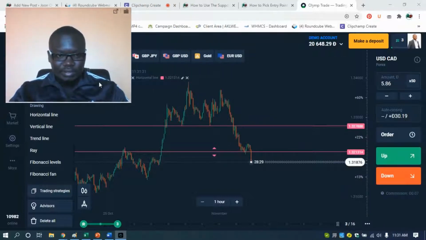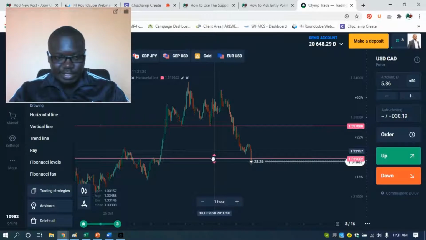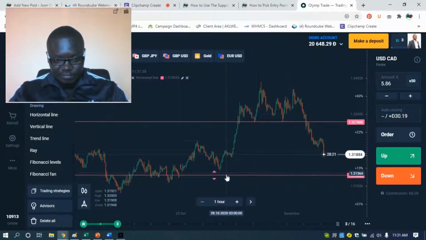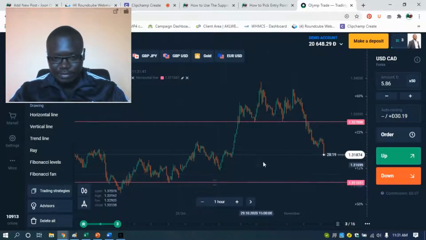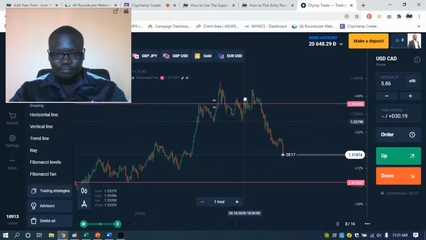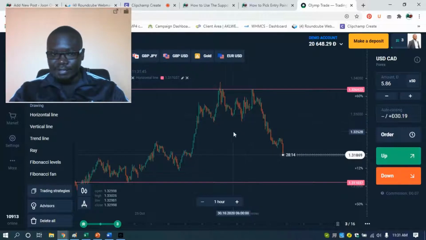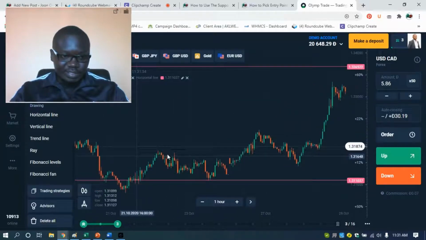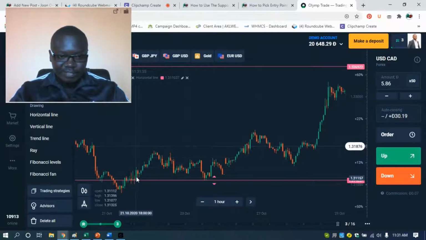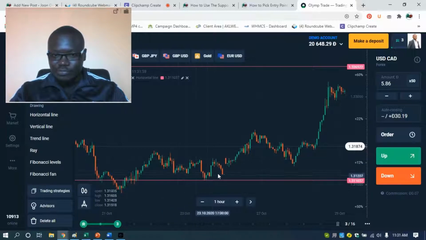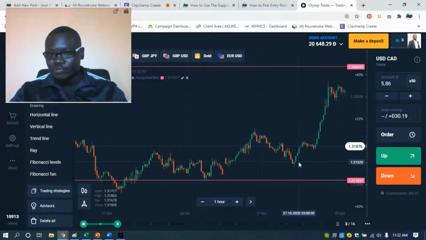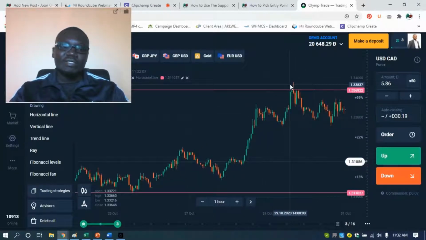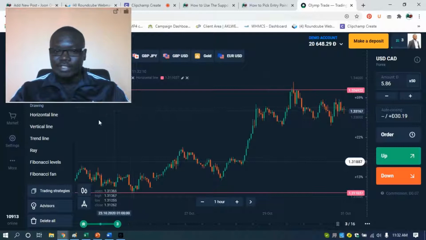So let's try to decongest the chart and maybe remain with a few of these levels. I want to show you guys how you can trade bounces. So look at this chart from this level. Prices have come up, tried to consolidate, gone up, tried to consolidate, gone up, tried to consolidate, and gone up again. So that is how prices move on charts.